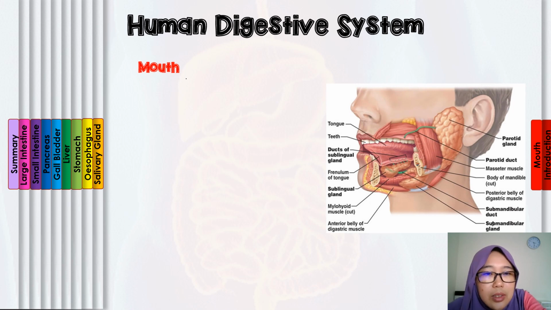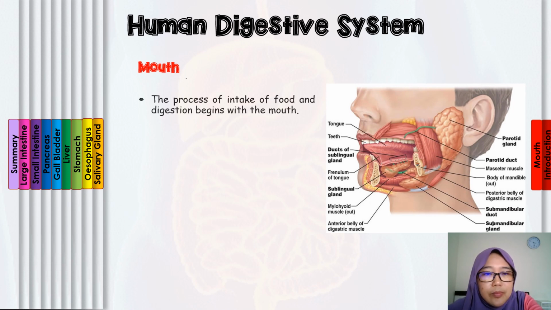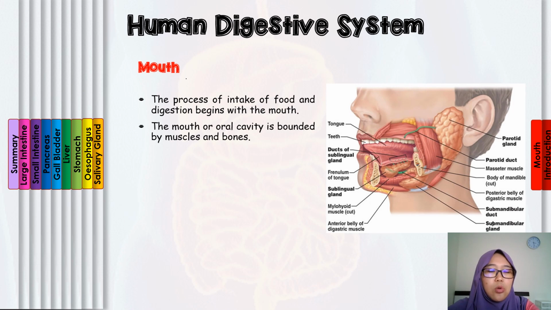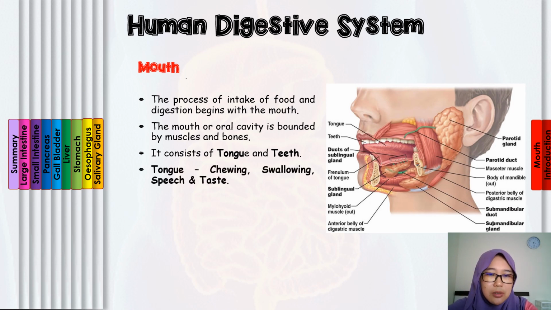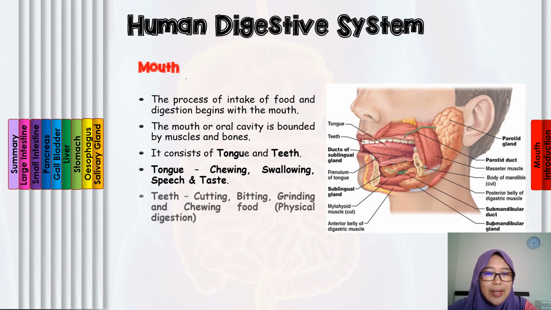The first organ is the mouth. The process of intake of food and digestion begins with the mouth. The mouth or oral cavity is bounded by muscles and bones. It consists of tongue and teeth. The tongue functions for chewing, swallowing, speech, and taste, whereas the teeth are for cutting, biting, grinding, and chewing food.